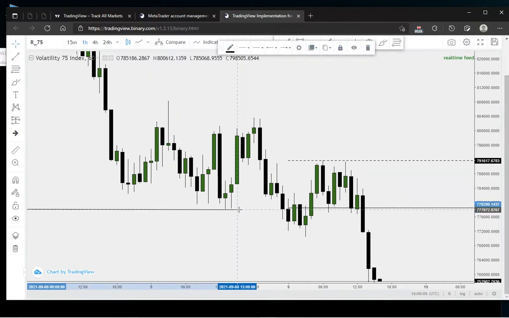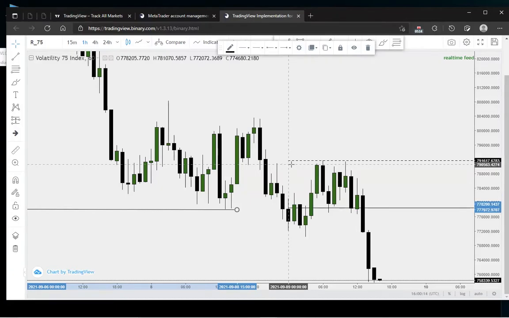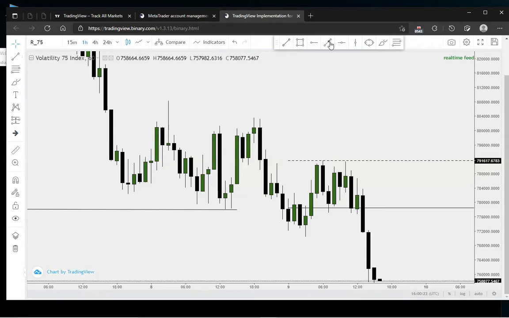This was the previous day close. The market closed around this side, as you can see from the time. So I just had to wait to spot a reversal.